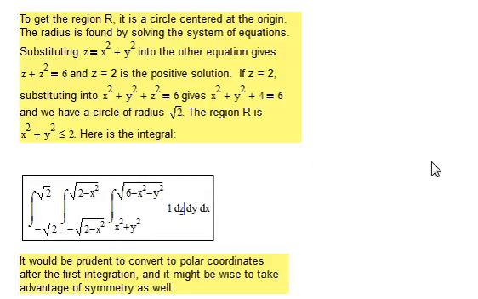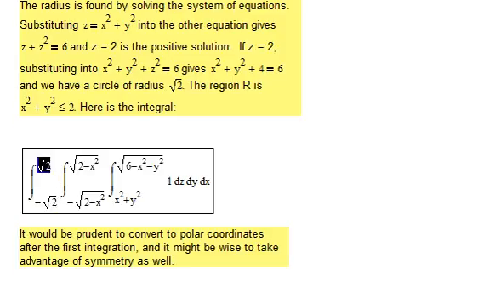and integrating with respect to z first, and then y, since it's a semicircle, from negative square root of 2 minus x squared to positive square root of 2 minus x squared, and x going from negative square root of 2 to positive square root of 2.